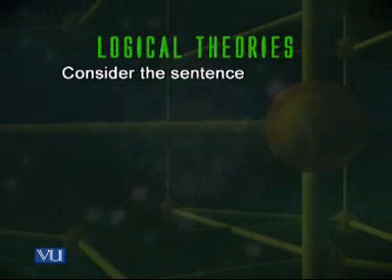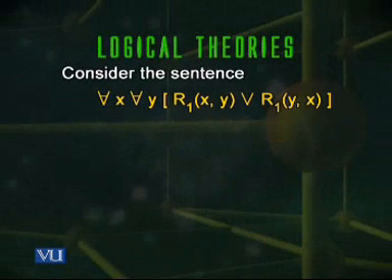So what we are going to do now is look at a few models and sentences. Let's consider the sentence: for all x, for all y, R1 of x y or R1 of y x. As you see, this formula is nothing but syntax. It's just a syntactically correctly written formula and it has no meaning. Once I tell you what the universe for x and y is, this formula will start making more sense.